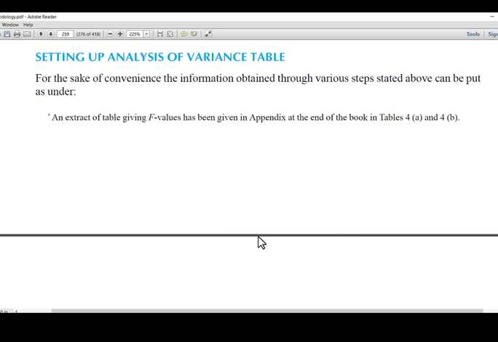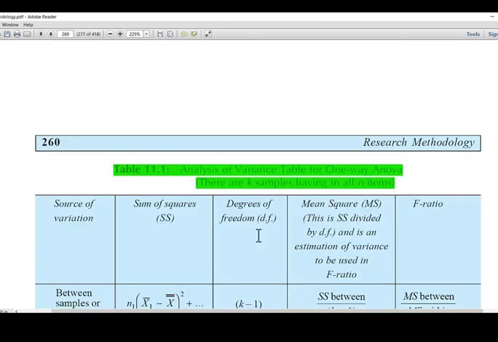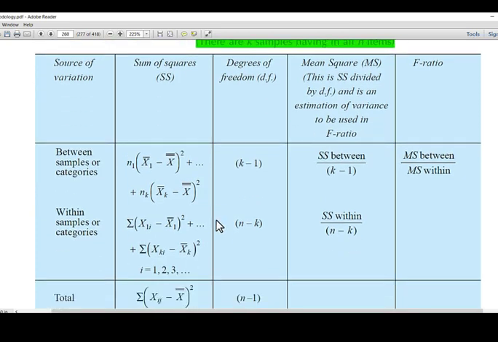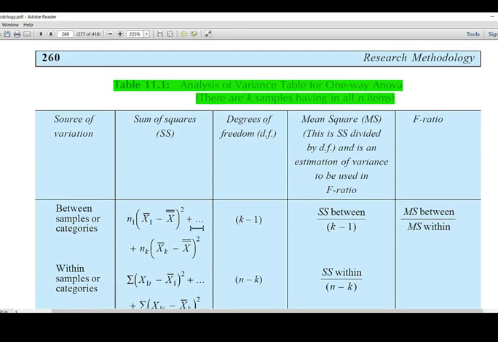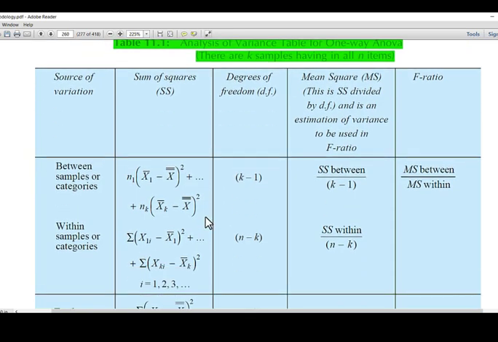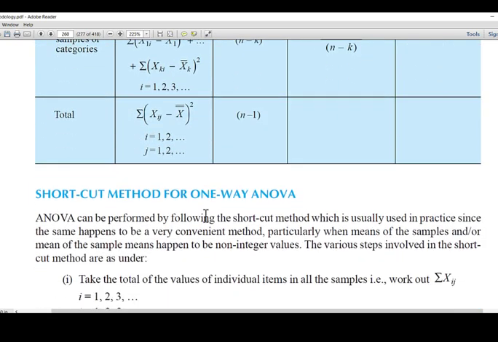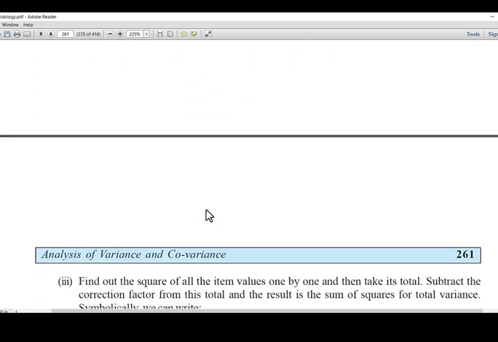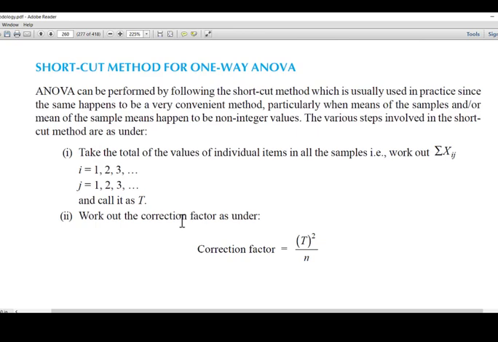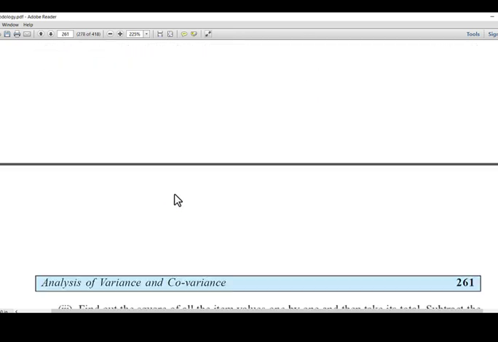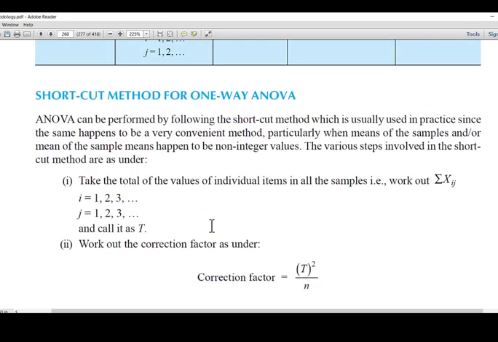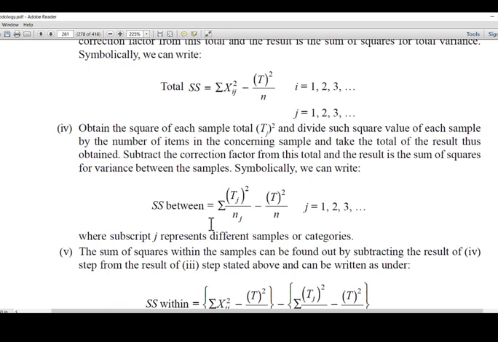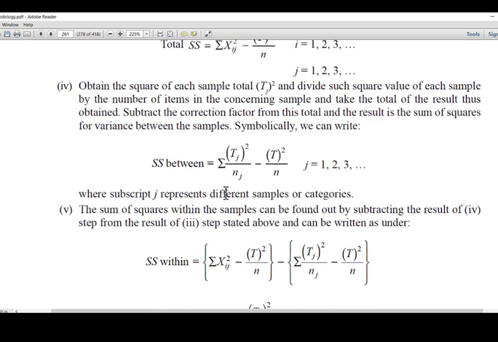Now, how to set up this ANOVA table? This table is explaining whatever we have discussed so far, that is summarized here. Then there is a shortcut method for one-way ANOVA. This we will see later. And the results by the direct method as well as this shortcut method will be the same. So you can use either of these methods, that means either the direct method or the shortcut method.